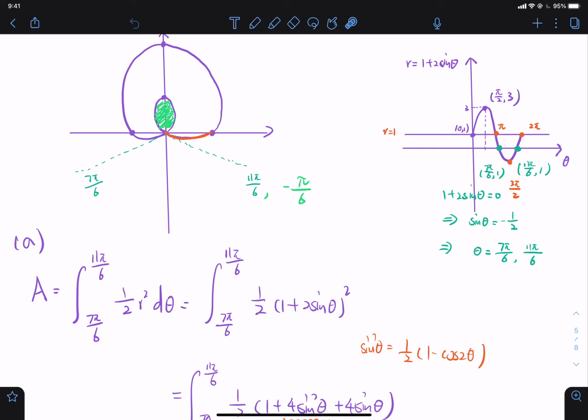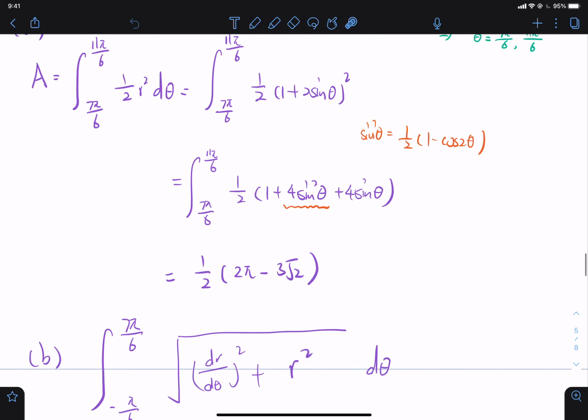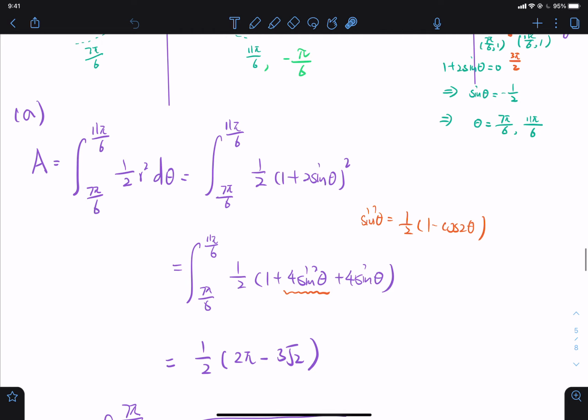So now we take this, start from 7 pi over 6, and we end at 11 pi over 6, and go through this computation, right? And it's not hard to see that this is the final answer. So that is the area.